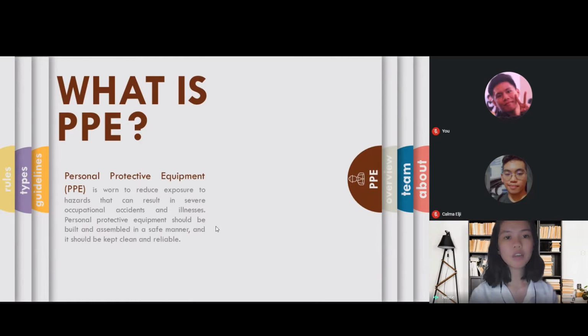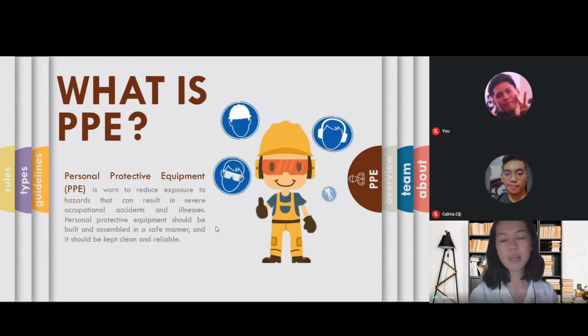Personal protective equipment is also known as PPE. It is worn to reduce the exposure of hazards that can result into accidents and illnesses. It should be built and assembled in a safe manner and should always be kept clean and reliable.